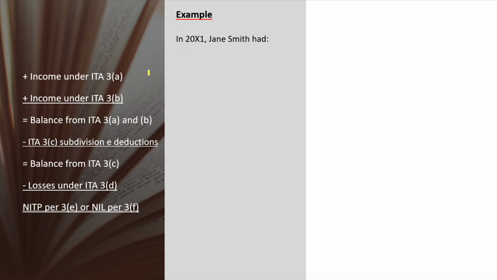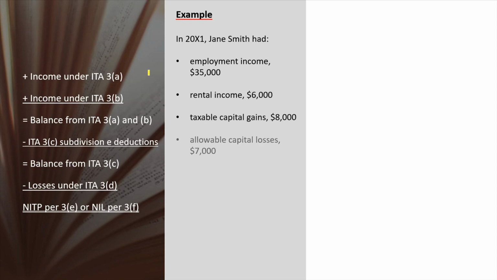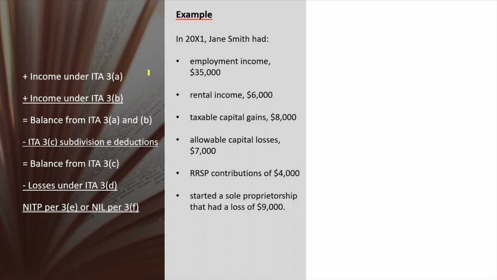The example reads as follows. In 20X1, Jane Smith had employment income of 35 grand, rental income of 6,000, taxable capital gains of 8,000, an allowable capital loss of 7,000, RRSP contributions of 4,000. They started a sole proprietorship that had a loss of 9,000, and you are required to calculate Jane's NITP, that means net income for tax purposes, for 20X1 using the ordering rules of section 3.